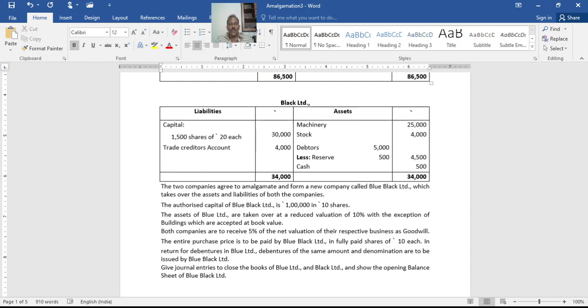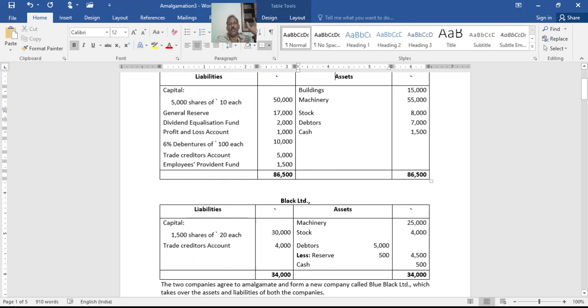Both the companies are to receive 5% of net valuation. Net valuation is nothing but net asset. Total asset minus total liability is a net asset. So first you total up all the assets taken over. From that deduct liabilities taken over to get the total amount of purchase consideration.